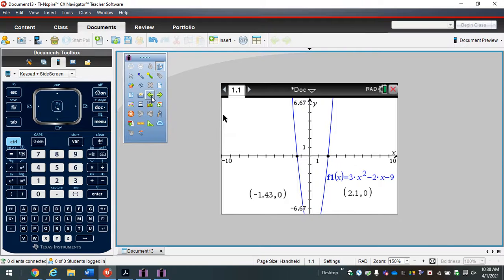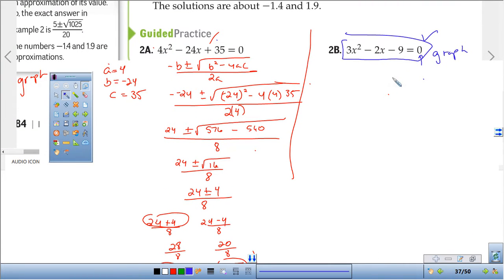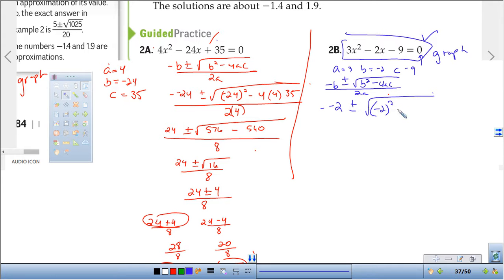So now I want to go back to my paper here, and I'm going to get them. All right? Then I'm going to identify first my A to be 3, my B to be negative 2, my C to be negative 9. The formula is negative B plus or minus the square root of B squared minus 4AC all over 2A. Okay, so negative B, in this situation, is going to be a negative 2 plus or minus the square root of negative 2 squared minus 4 times 3 times negative 9 all over 2 times 3.